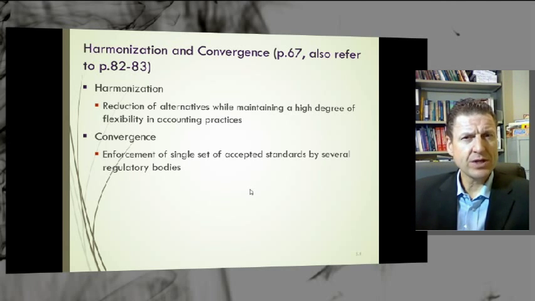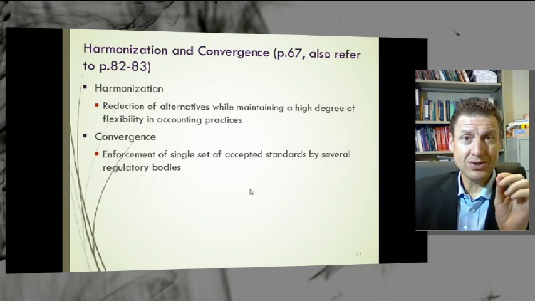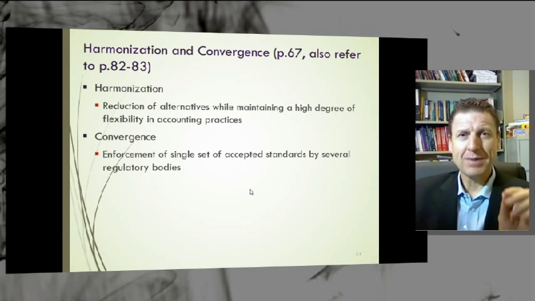This is different from convergence. Convergence is about the enforcement of a single set of accepted standards by several regulatory bodies. Now, you can imagine if every company around the world had to use exactly the same accounting standard, that would be perfect for the stakeholders. But you know it's not going to happen.